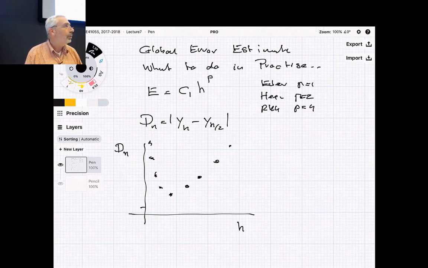Totally contrary to what you expect. Like, hey, what the heck? I was refining my step size and the result is getting worse. So what is going on?